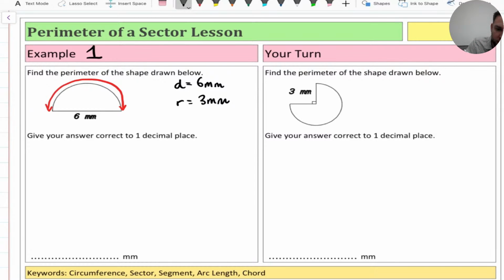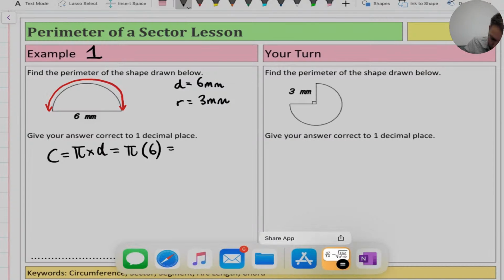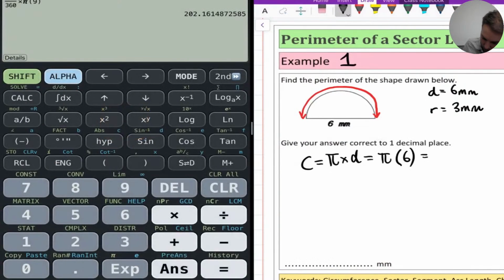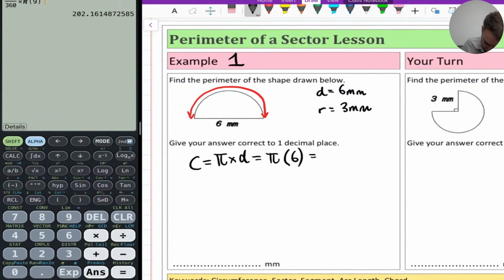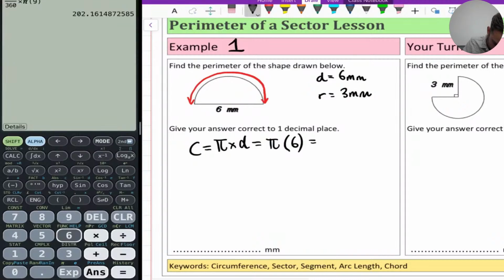So the first thing I'm going to do is work out all my circumferences. My full circumference, which is equal to C, is equal to pi times by d. And pi times by d, d in this case is 6. So it's going to be 6 times pi, which is equal to, I'm going to leave in terms of pi for now just to keep it more accurate, equal to 6 pi.